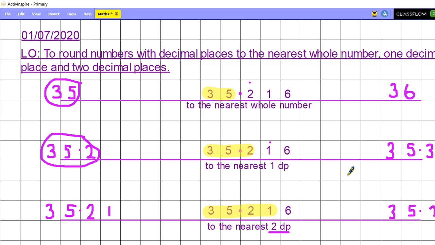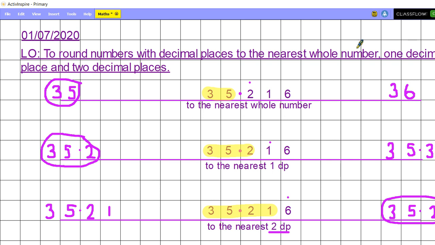35.22. Well done. Then I look at the number after this. Here, my 6. A 6, will it be rounded up or will it be rounded down? Good. Anything that's 5 or above will be rounded up. So this 35.216 will be rounded up to 35.22.